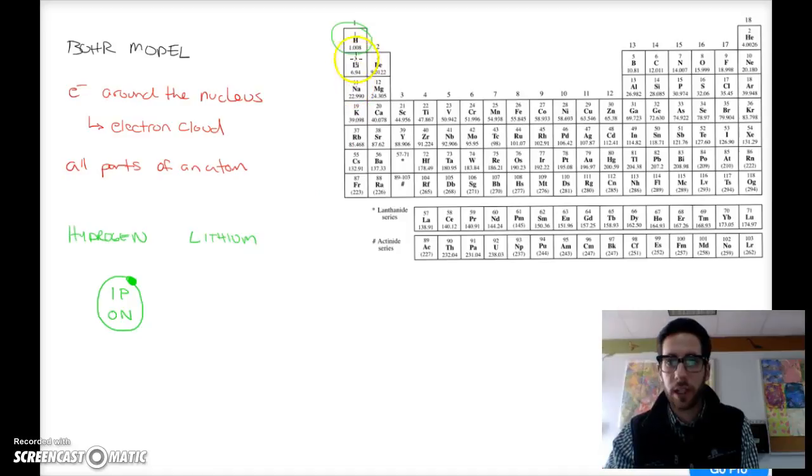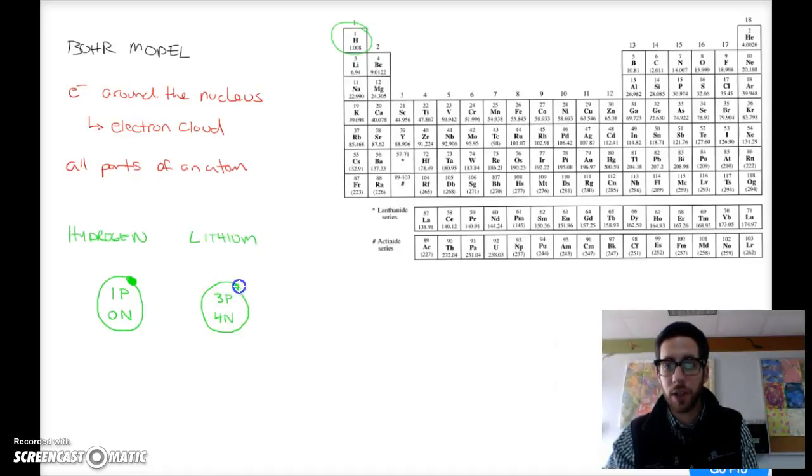So we know that lithium has an atomic number of 3, so we know that it's got 3 protons. That'll tell us it has 3 neutrons, and its atomic weight is about 7, so we know that it has 4 neutrons. We can then draw our circle. So we know that lithium has 3 protons, so it has to have 3 electrons.